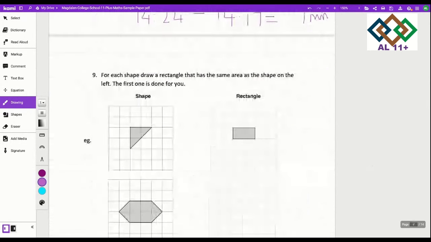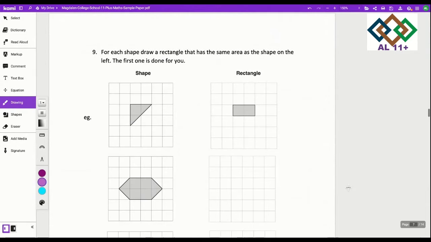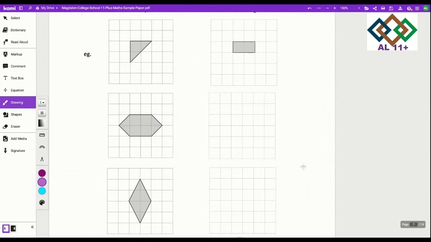So now we are on the shapes, number 9. They are telling you that for each shape you have to draw a rectangle. So for the second one, you'll draw something like this. And because they have told you, A equals 4 plus 2, that equals 6. And 6 equals 3 multiplied by 2.